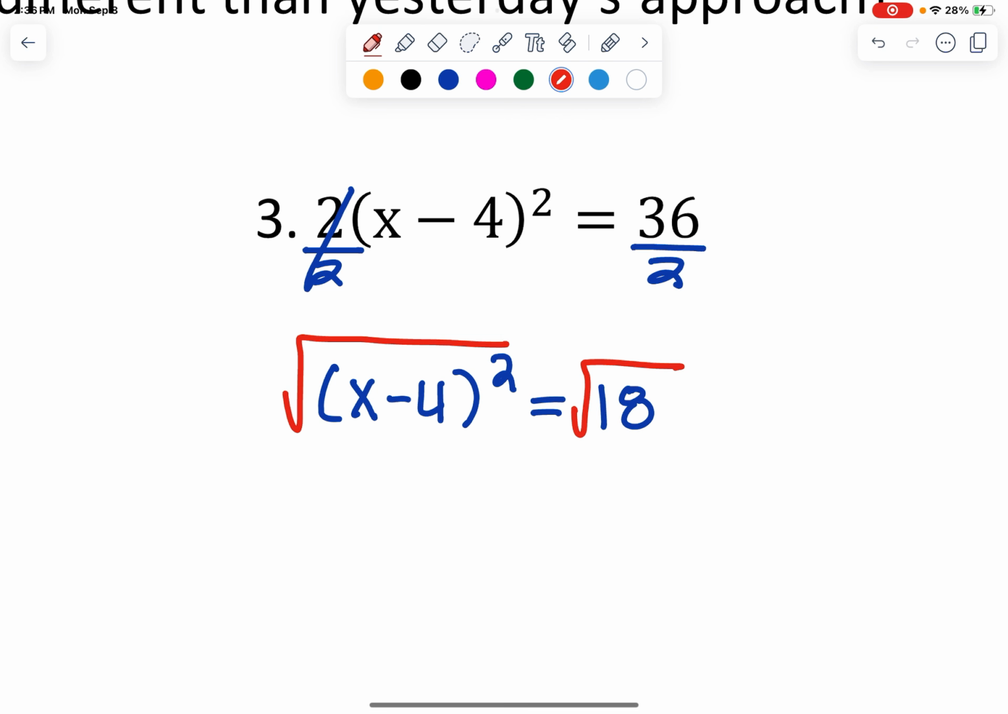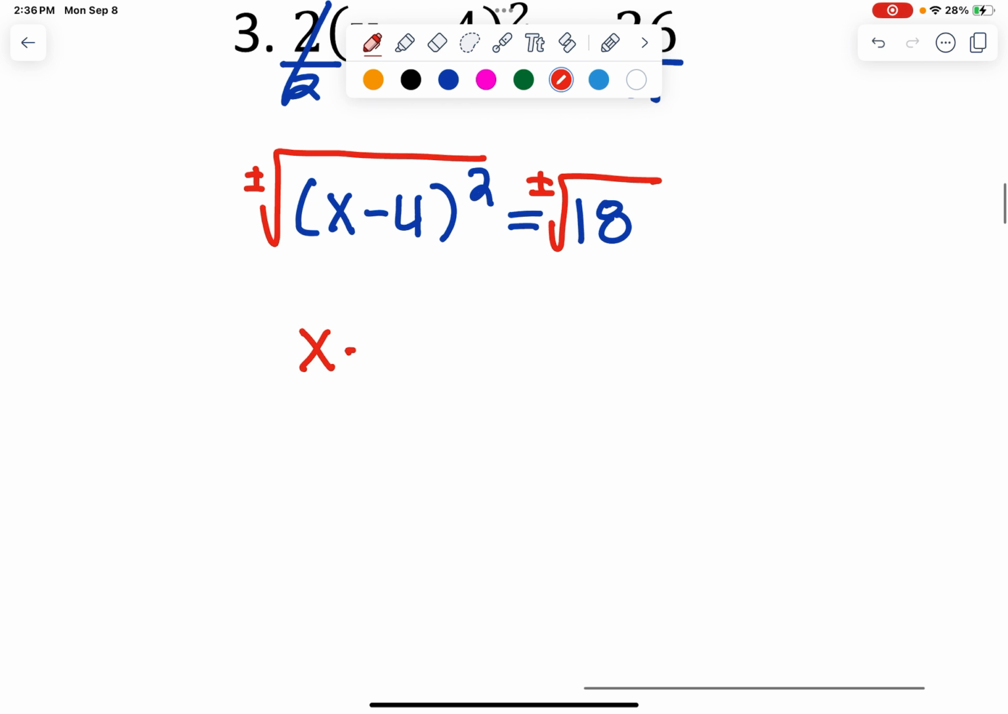So square root. Don't forget to account for both the positive and negative solution that are going to work when you plug it back in. So x minus 4 equals plus or minus. And then root 18 is simplifiable, so I'm not going to write down root 18 right now because I know I can simplify it.